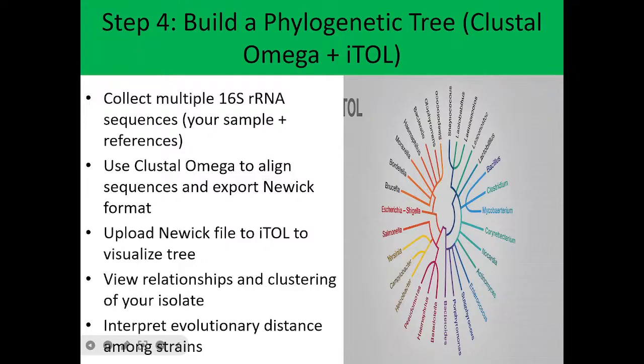So once you get to this level, you could screenshot this and upload it to ChatGPT, and ask ChatGPT to explain or interpret it for you. You could begin to ask the AI different types of questions, and it is going to give you answers. So what do you do? You collect multiple 16S ribosomal RNA sequences.